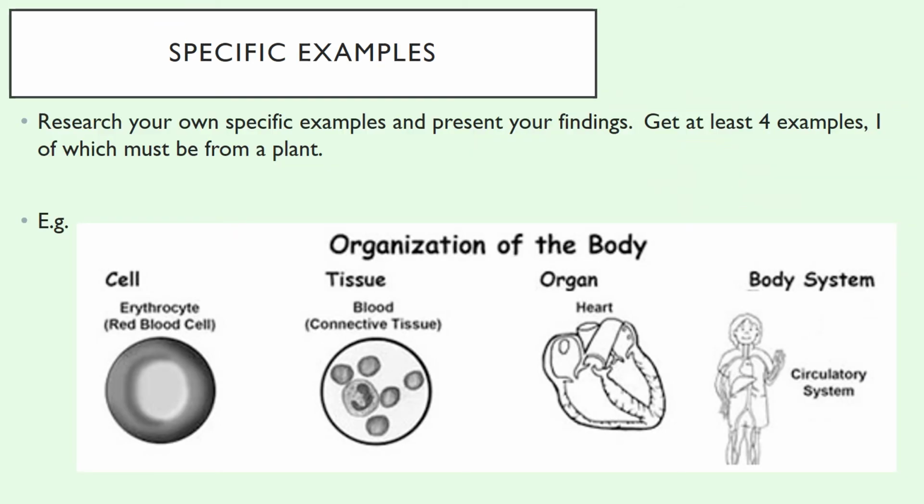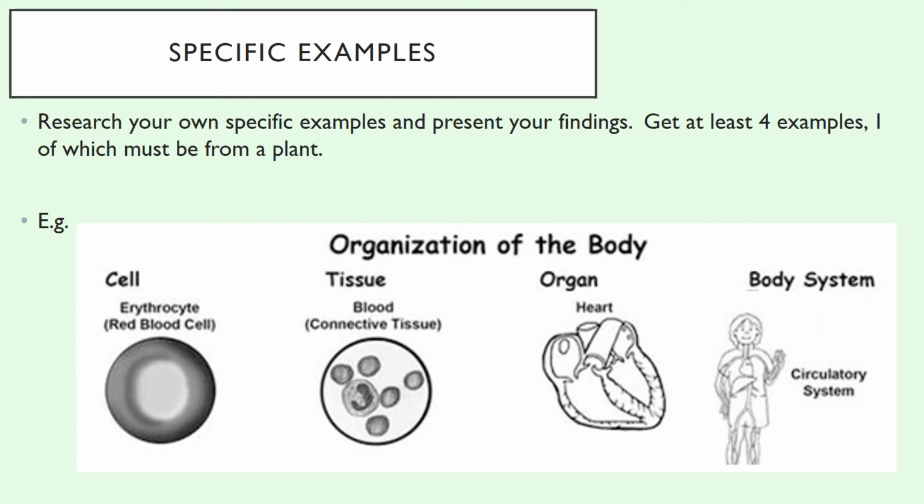So, next task that I would like you to do is research your own specific examples and present your findings. You need to get at least 4 examples, and I would like one of which to be from the plant. One way of showing it would be like this. So I've got my cell, which is a red blood cell. The tissue that the red blood cell is found in is blood. An organ that blood is found in is the heart, and then the heart is found in the circulatory system.